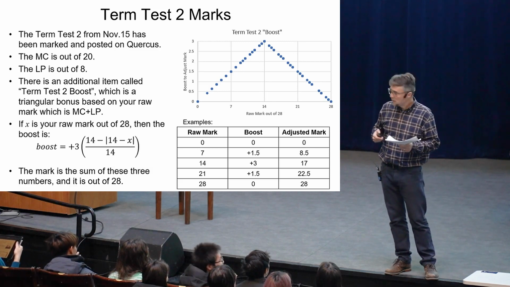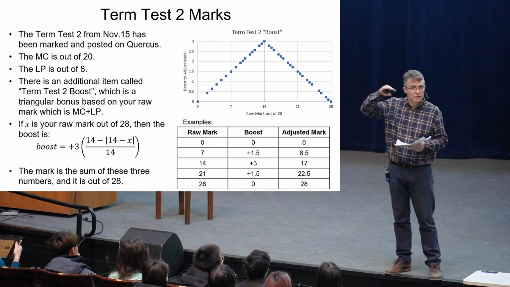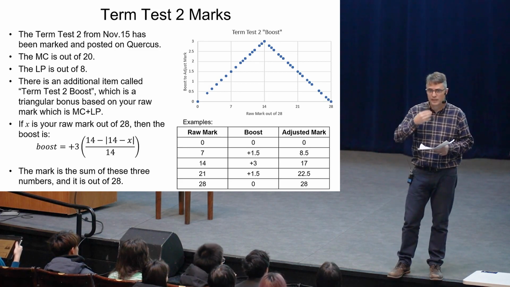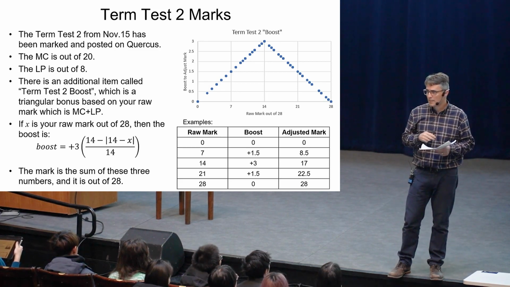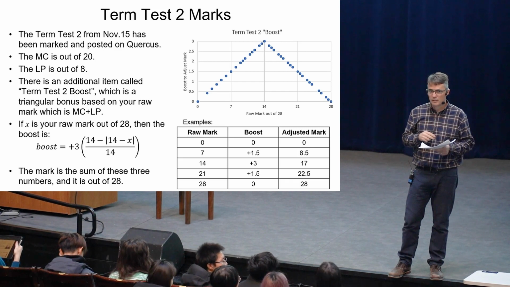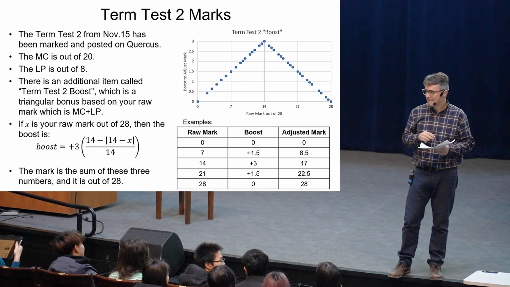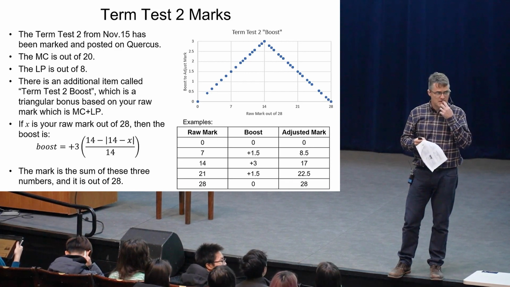And so basically the mark is the sum of the 3 things you see, just add them up, and it's out of 28. It's called a triangular boost. Got it?